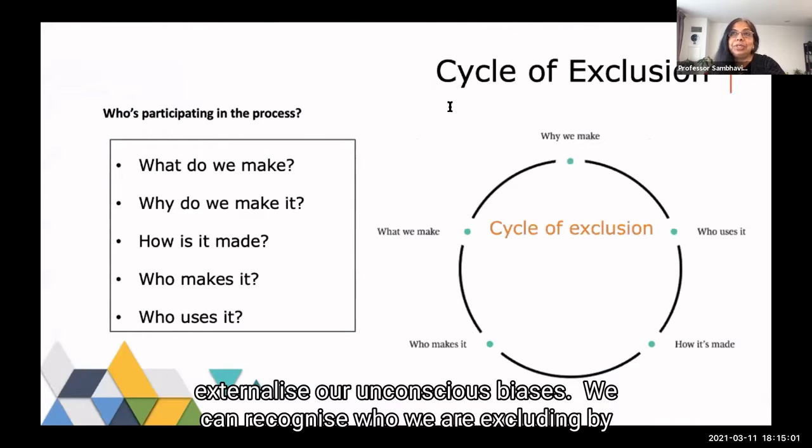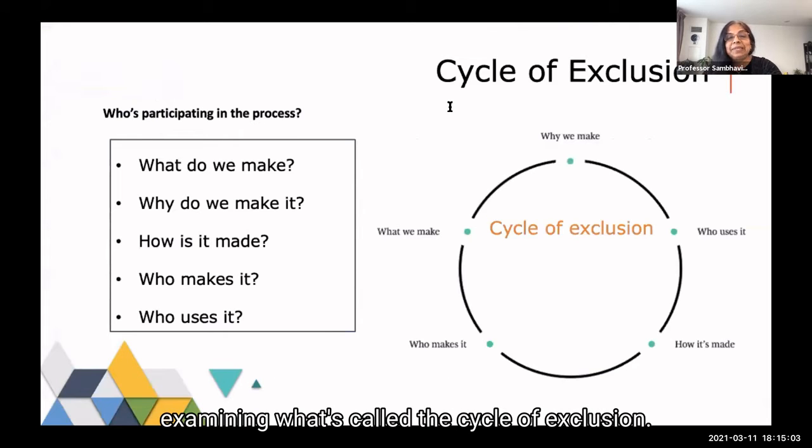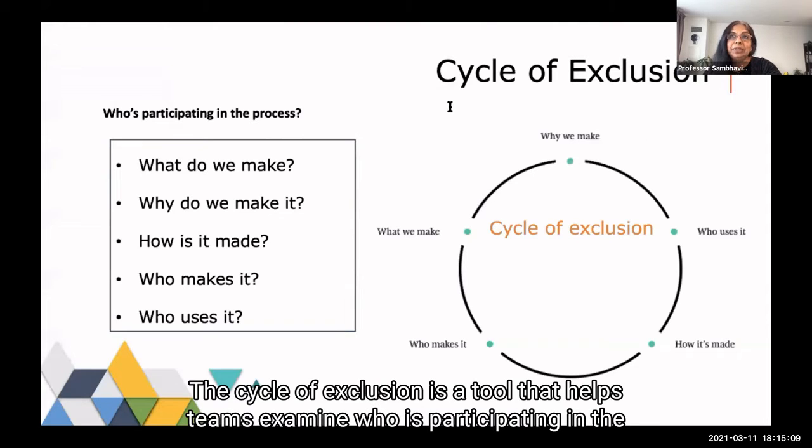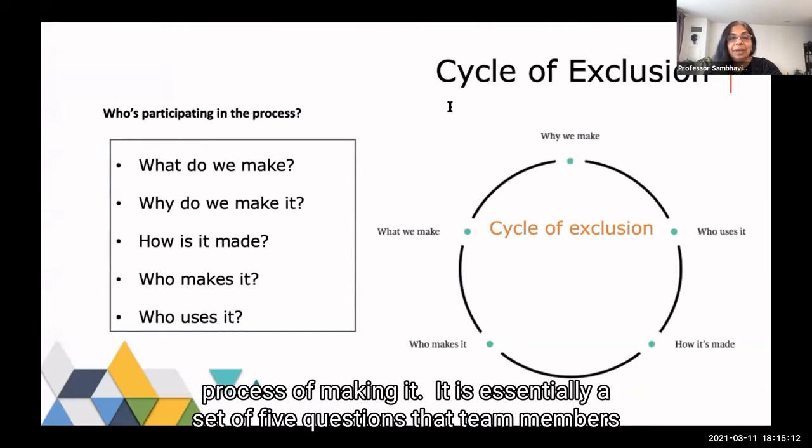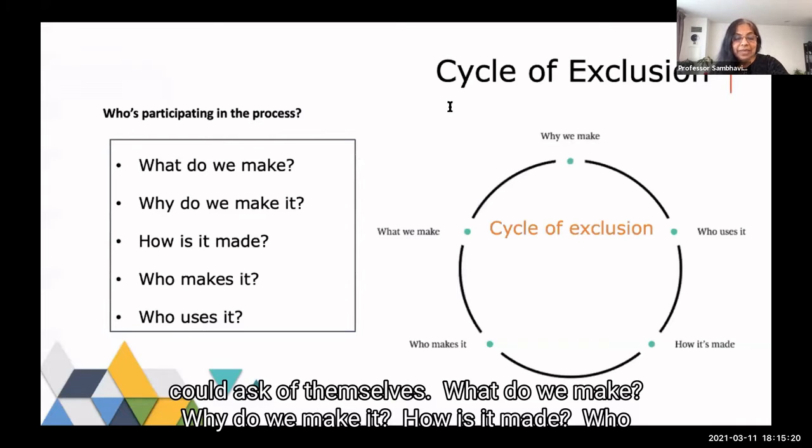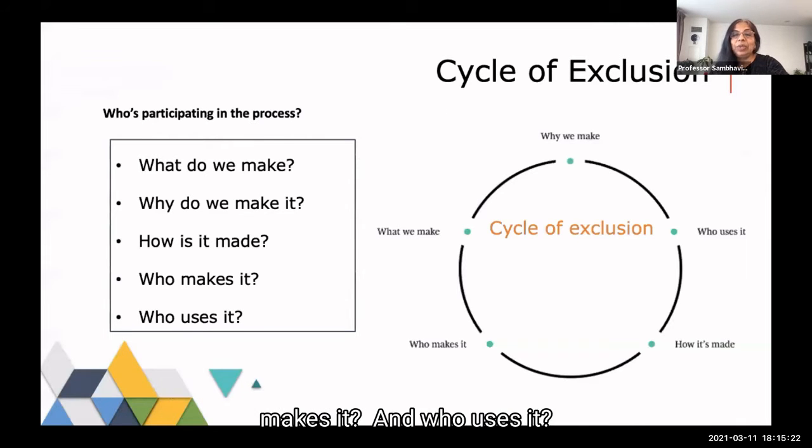The cycle of exclusion is a tool that helps teams examine who's participating in the process of making. It is essentially a set of 5 questions that team members could ask of themselves. What do we make? Why do we make it? How is it made? Who makes it? And who uses it? We'll see each of these separately with examples.